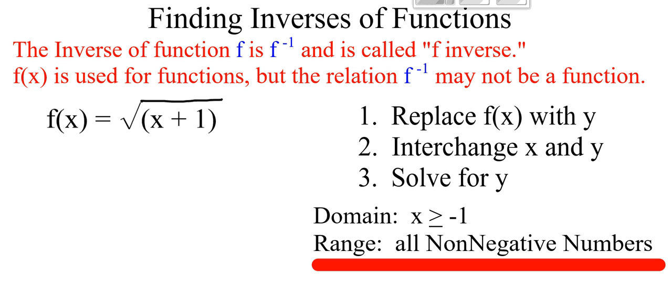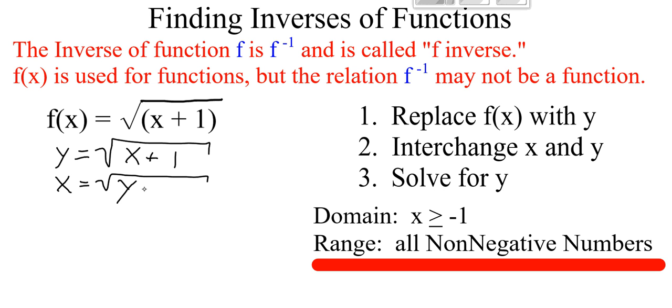So here, with f of x being the square root of x plus 1, let's go ahead and find f inverse. We're going to replace f of x with y. This is y equals square root of x plus 1. Now interchange your x and y. If there's more than one present in your equation, if you're talking about a polynomial, all of them get interchanged. All y's will become x's and all x's will become y's. And then we're going to solve for y.